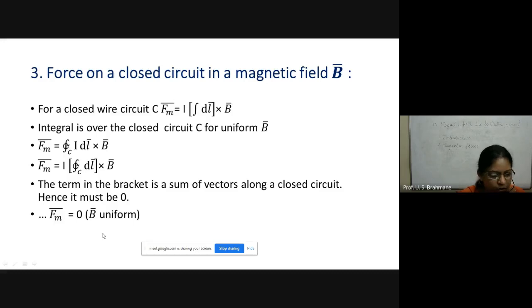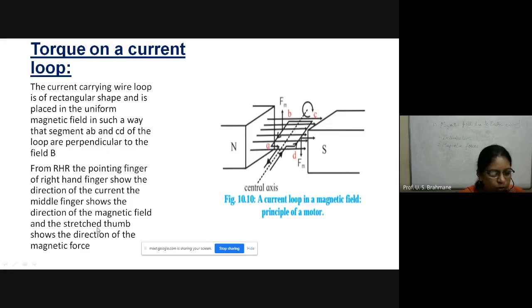Now the next point which we are going to consider is the torque on a current loop. So what is torque? For a linear displacement, we know that it is called force. But when we consider 3D, or we can say a circular motion, we call this force a torque. This torque, or you can say moment of couple, is denoted by tau.